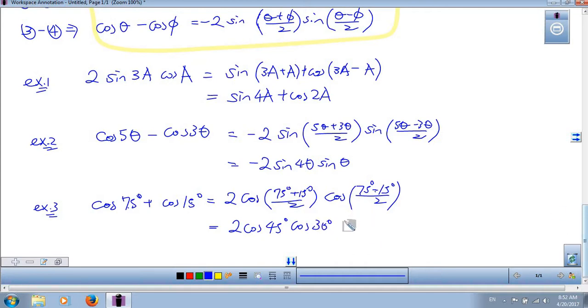So we can actually work this out. So it's going to be 2 times square root of 2 over 2 times cosine of 30 degrees, which is square root of 3 over 2. So altogether, this 2 cancels out with this 2. So you have square root of 6 divided by 2. So that would be the final answer for this expression.